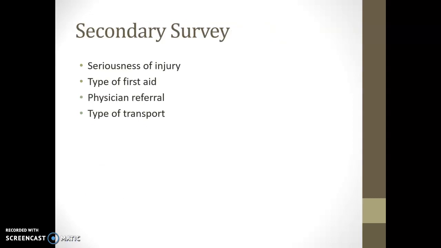Secondary survey, we are using it to determine the seriousness of the injury, so how severe it is, the type of first aid that we might need. Maybe it's not that severe or profuse bleeding in the forearm, but they do have some cuts or lacerations or a broken bone, so we still need first aid. We need to decide if we are going to do a physician referral right away, so refer them straight to their doctor, an urgent care, or a hospital, and the type of transport that we might need.